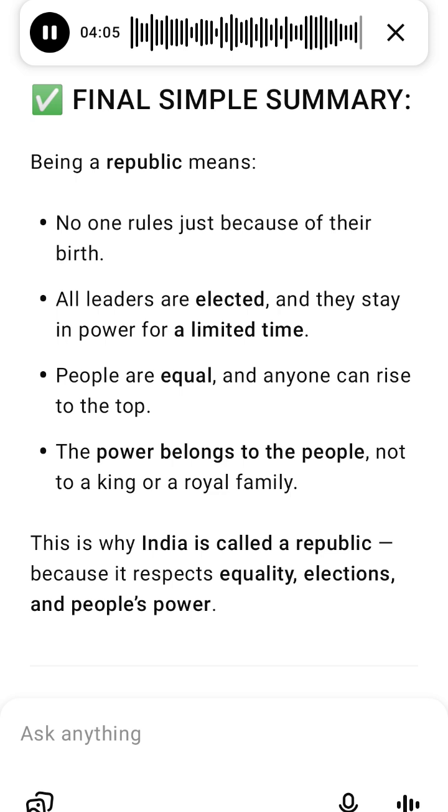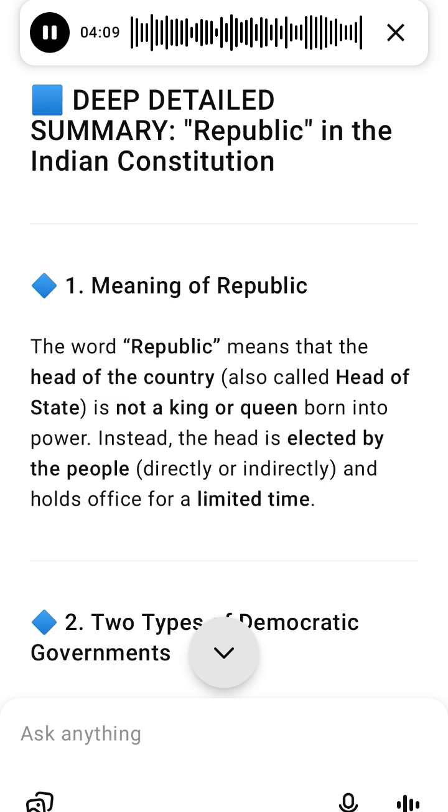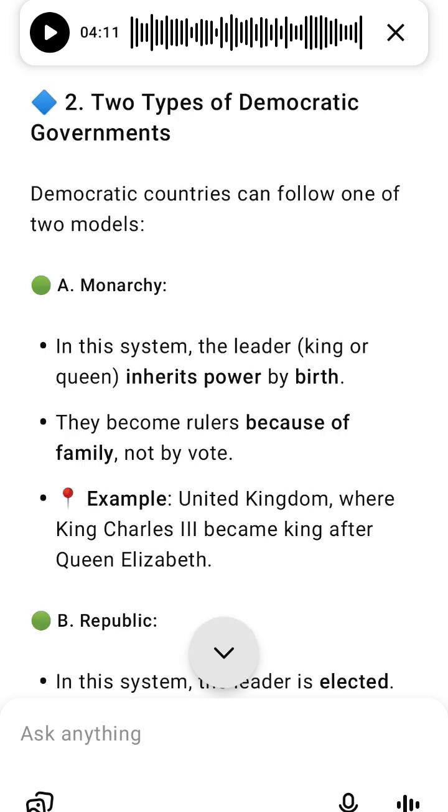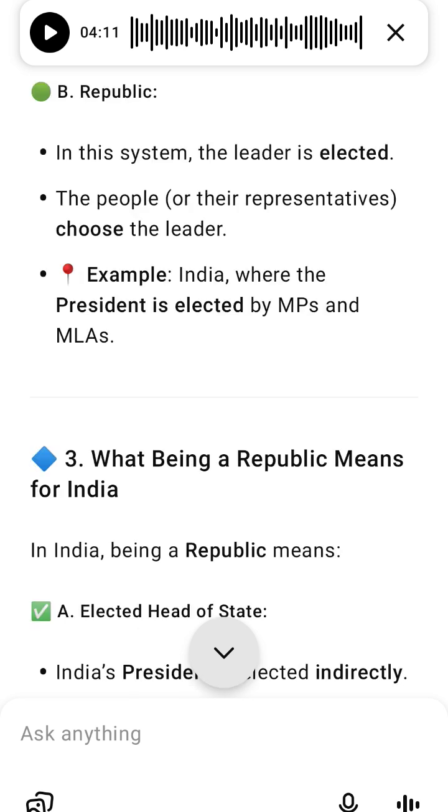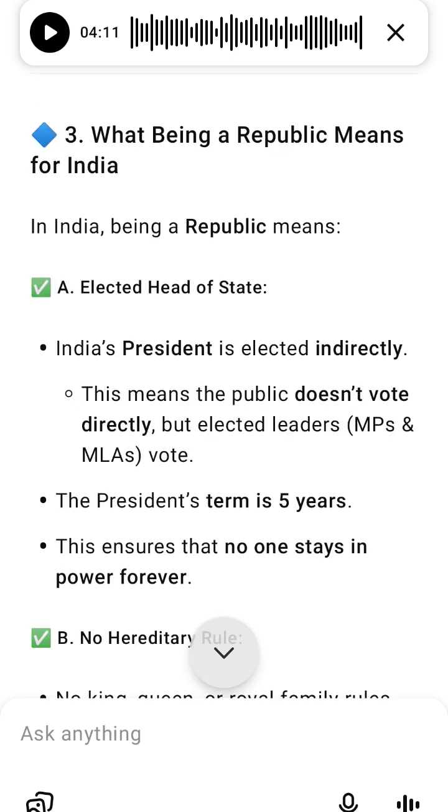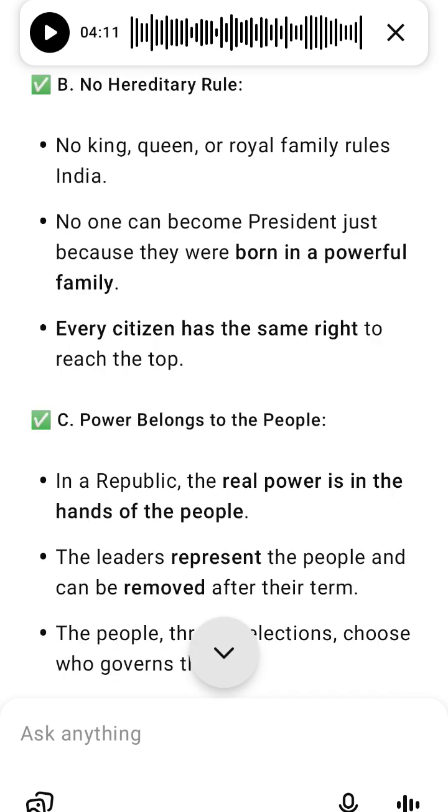4. While India is proud to be a republic. India became a republic on the 26th of January 1950, when the Constitution came into force. Since then, the president is elected, not crowned. There is no royal bloodline in power. Citizens have equal rights to lead. The power always returns to the people through elections. This system protects equality, fairness, freedom from dynastic rule.